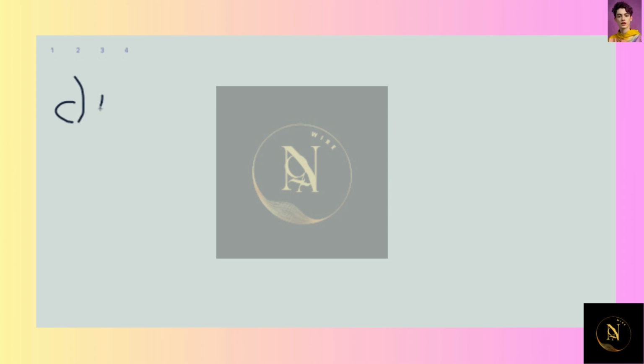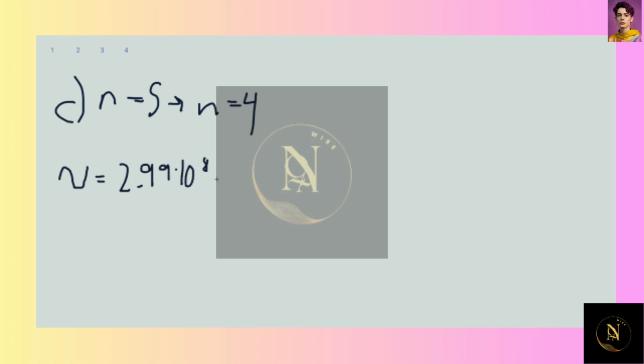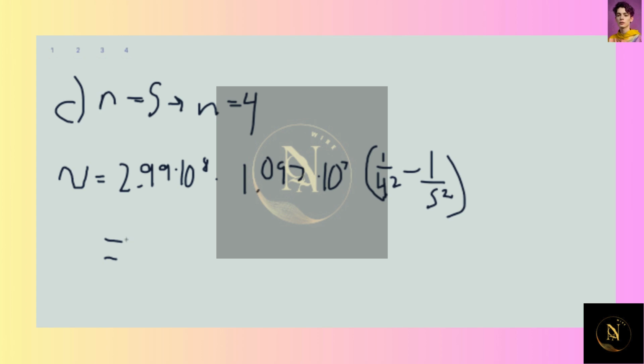Moving on to letter C, this time we have an n equals 5 to n equals 4 transition. So again, we take our frequency equals 2.99 times 10 to the 8th times 1.097 times 10 to the 7th times 1 over 4 squared minus 1 over 5 squared. And when we solve that, we get our final answer to be 7.379 times 10 to the 13th hertz.